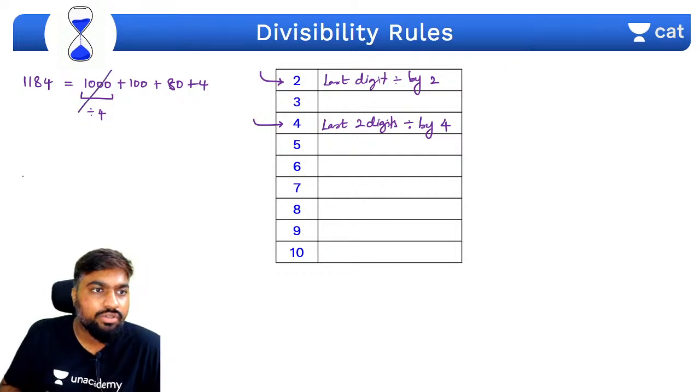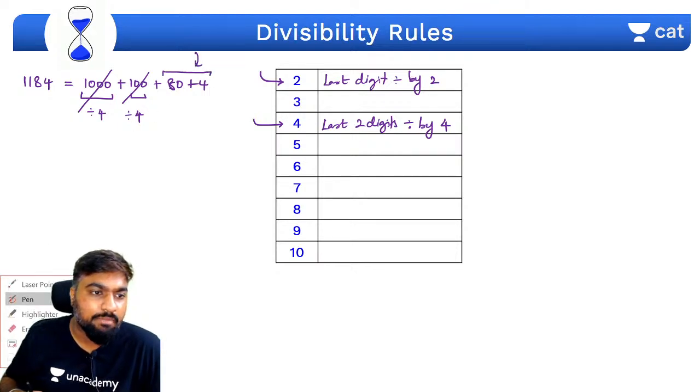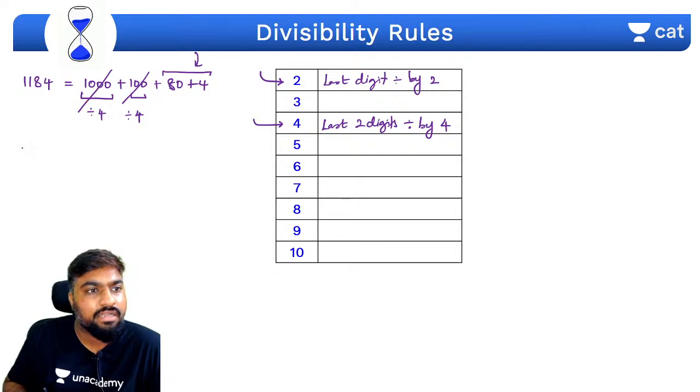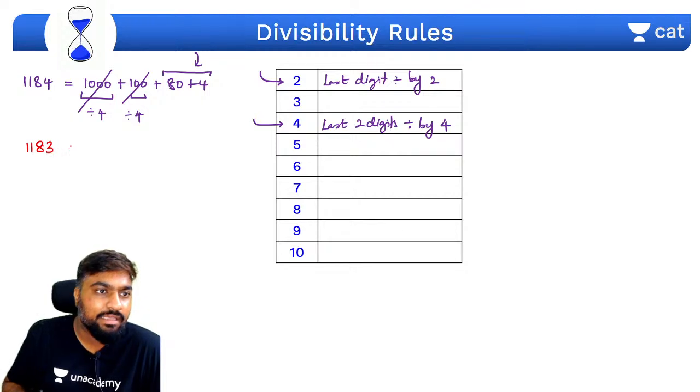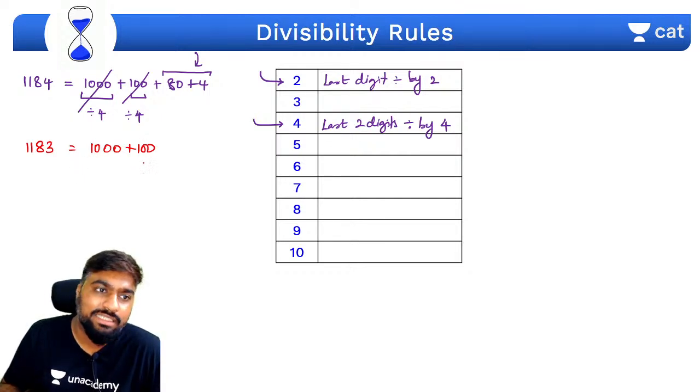So you don't need this part. Is 100 divisible by 4? Yes, it is, because it is divisible by 4, 25 times. Now for these two numbers is what you have to check. Why? Because if the number was not 84, let's say if the number was 1183, then I know that 1000 and 100 I don't have to worry about, because even if it is a multiple of 1000 or a multiple of 100, it will still be divisible by 4.